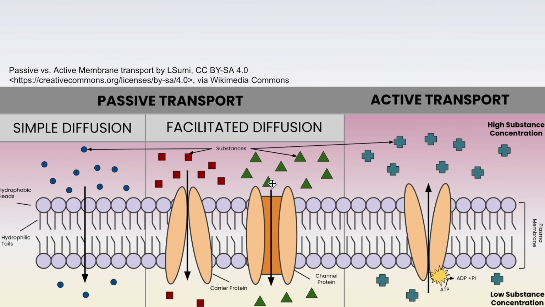We have facilitated diffusion, which allows particles to move from a higher concentration to a lower concentration, but across a membrane, facilitated, being helped. This protein channel is helping the molecules get through the membrane. Then we have active transport, which allows molecules to move from a low concentration to a higher concentration with the help of energy in the form of ATP.